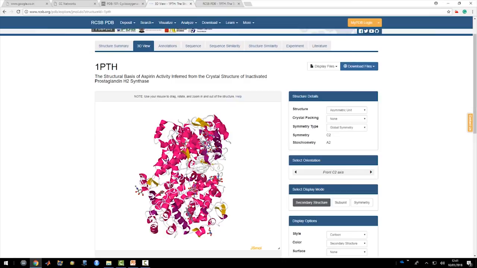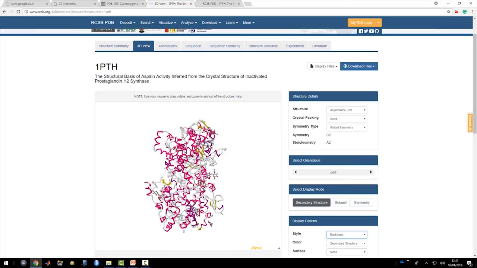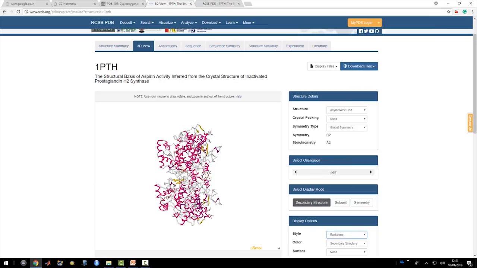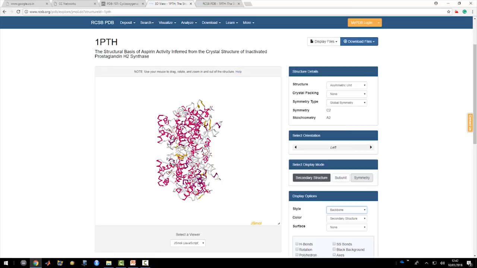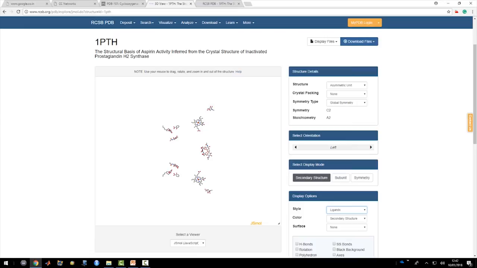This is the prostaglandin H2 synthase. So these are the ligands that are bound to this particular protein, in the pocket. These are the pocket surroundings there. So a lot of information can be got. This is the space filling model. You can see the ligands in yellow color there.